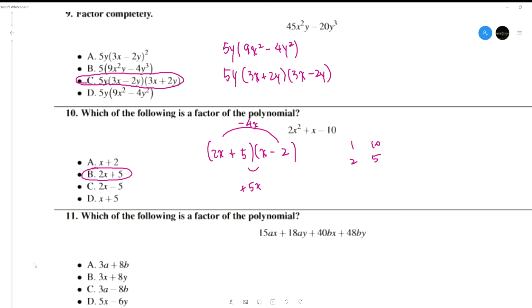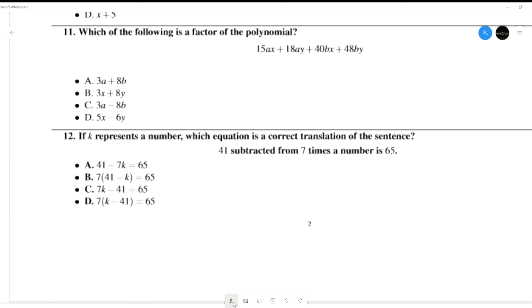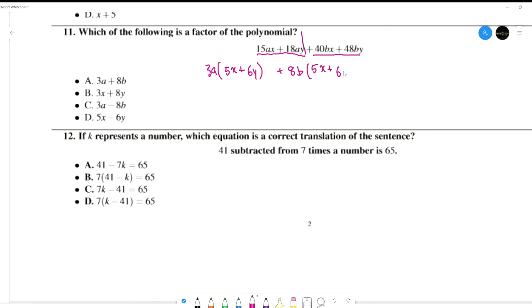Okay, now for this last one, we have a factor by grouping problem here. I'm going to look for the GCF again. So in my first group, up to there, I see that 3a is the GCF. So I factor out 3a, and I get 5x plus 6y. Then I move on to the second group here. The 8b, so this is plus 8b. That's my GCF. And I get 5x plus 6y.